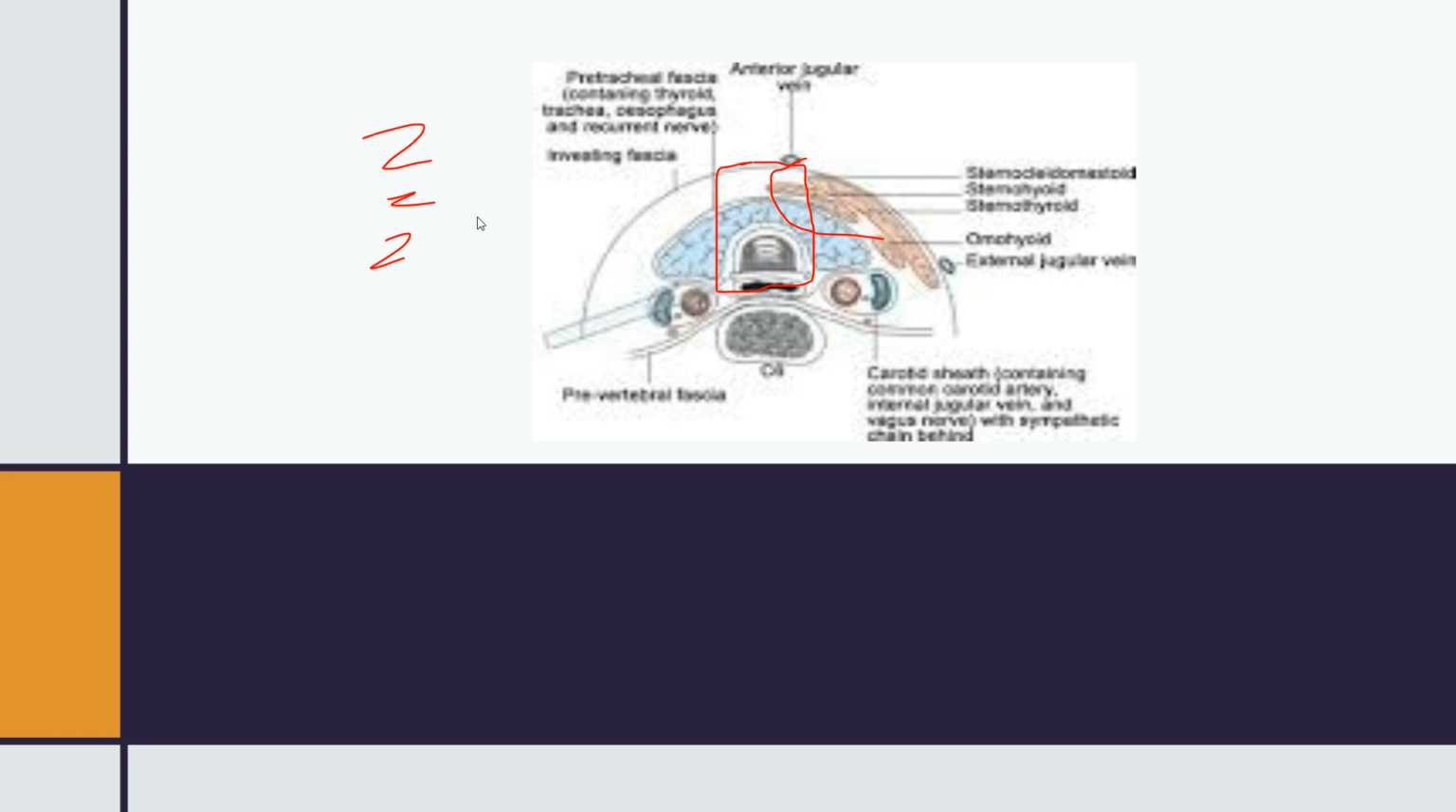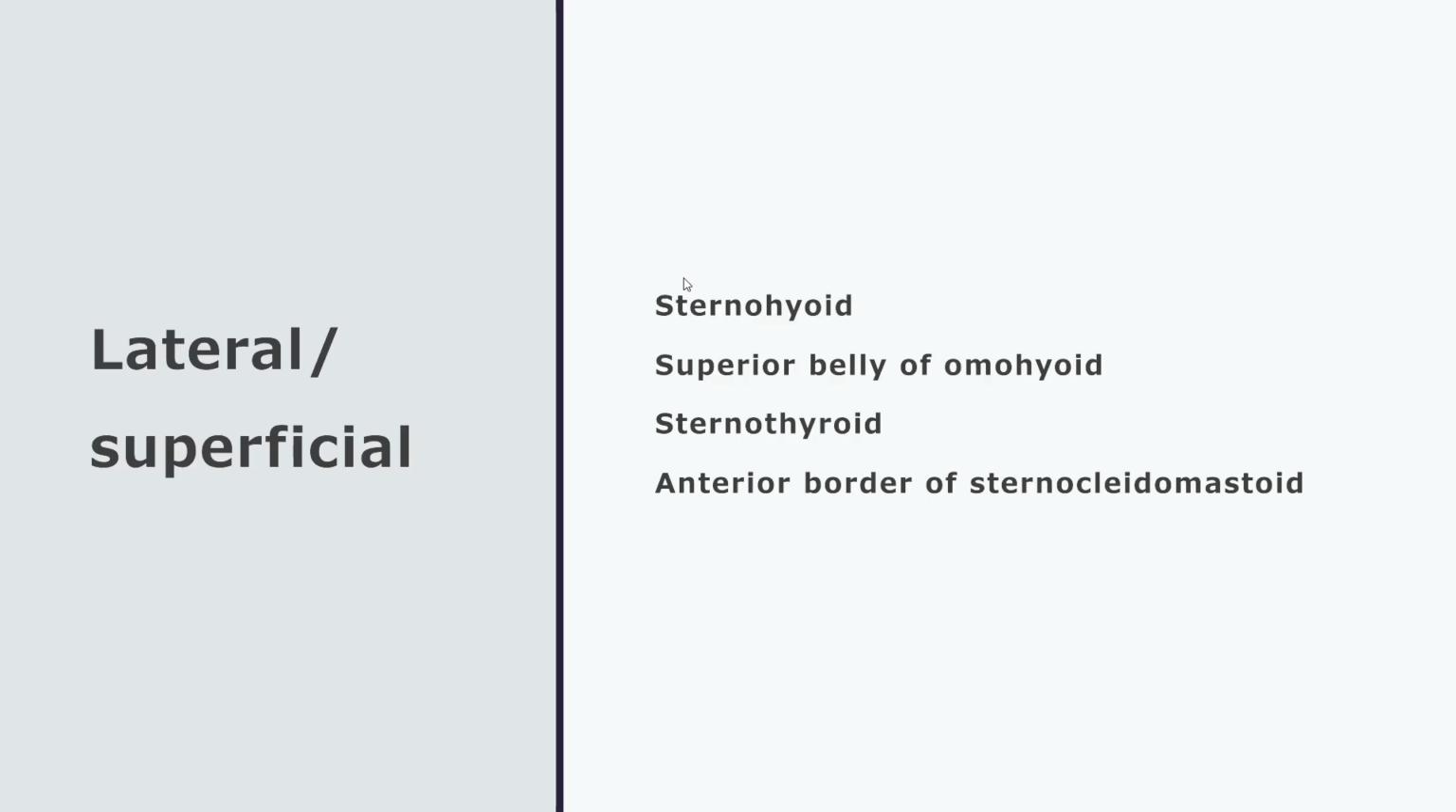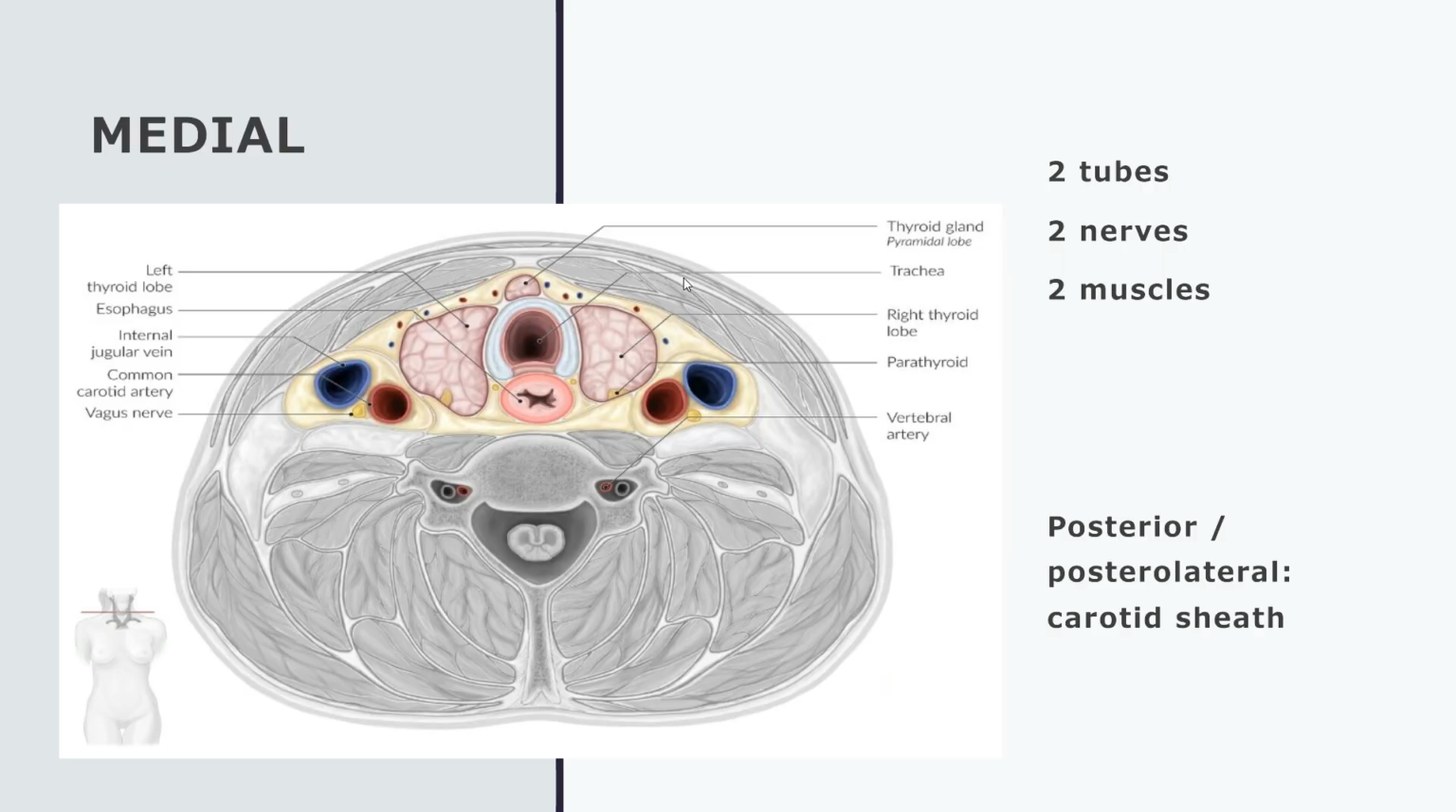And the posterolateral surface or posterior surface, which is related to the carotid sheath, and it overlaps the common carotid artery. So this is what I mentioned above. In this image we can clearly see its lateral surface, which is covered by the muscles, and medial surface, which consists of two tubes, two nerves and two muscles. And in the posterolateral surface we are going to see the carotid sheath.